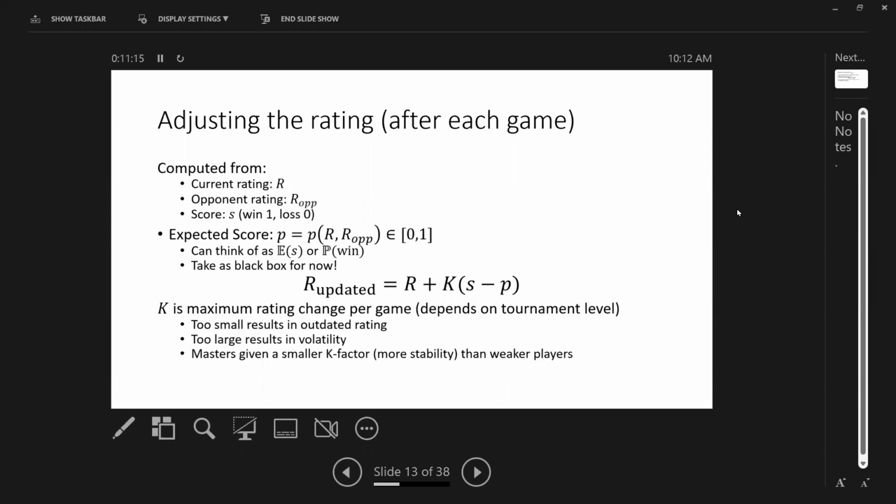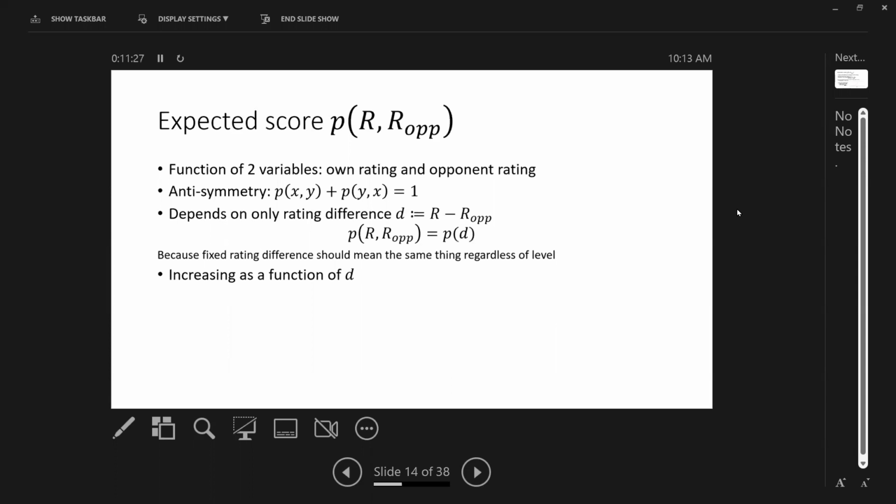So just to recap this formula, it's your existing rating plus a correction factor that depends on how well you outperform your expectation, scaled by some scale factor. And now we dive a bit more into the expected score function. It's going to be a function of your existing rating and your opponent's rating.